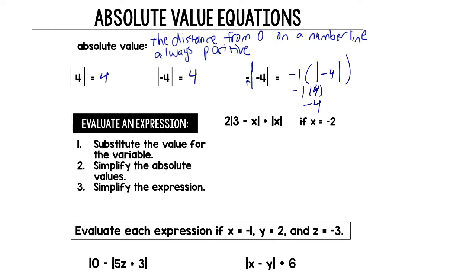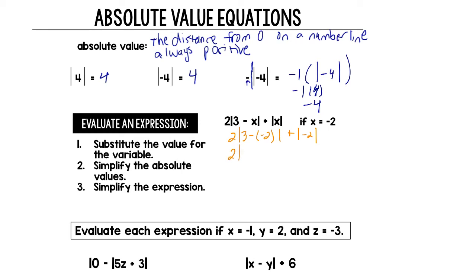How to evaluate an expression: substitute the value in for the variable. So if we've got 2 times the absolute value of 3 minus x, plus the absolute value of x, if x equals -2, we've got 2 times the absolute value of 3 minus -2, plus the absolute value of -2. We substituted it in. Now, simplify the absolute values.